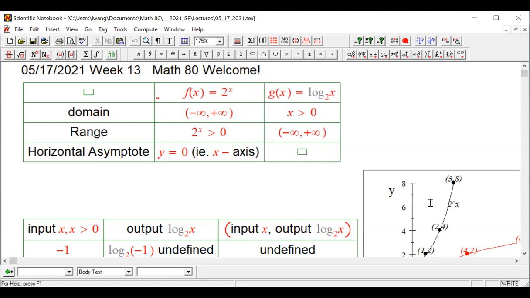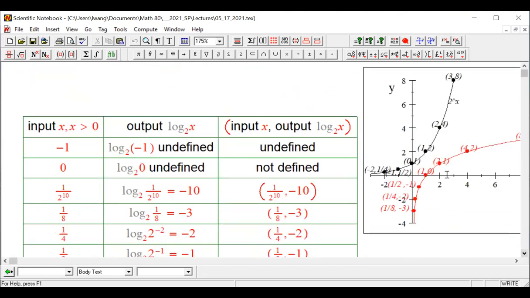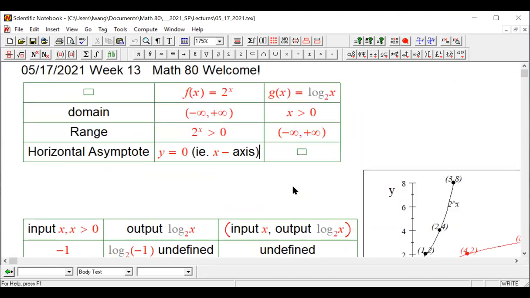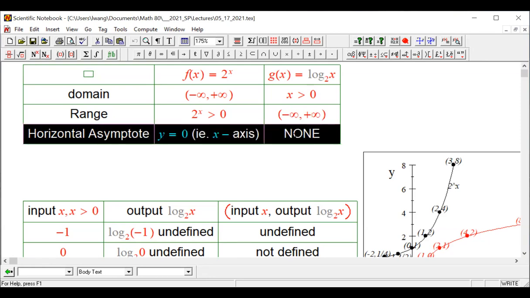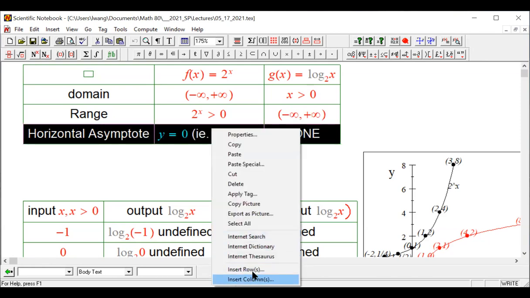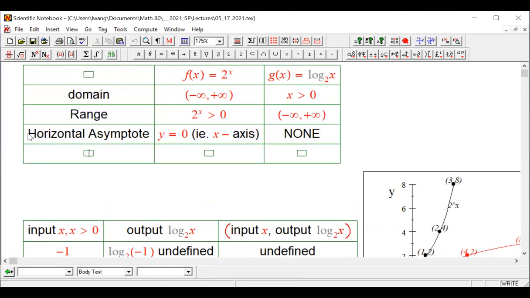Okay, and does the red curve have a horizontal asymptote? No, this one doesn't have a horizontal asymptote, so none, because it goes from negative infinity to positive infinity. How about vertical asymptotes?